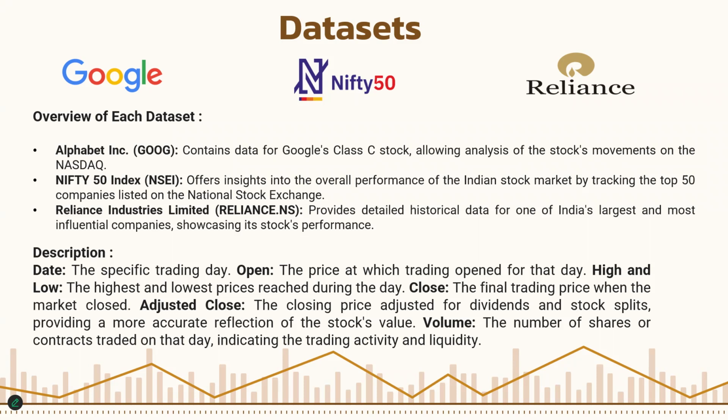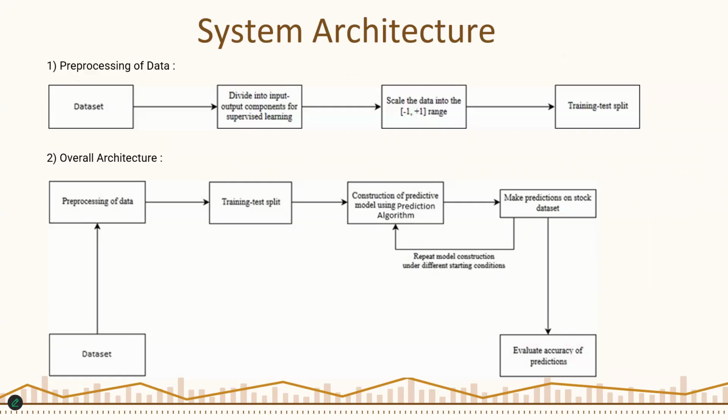Now let's discuss the system architecture. First, pre-processing of data. We begin with the data set and divide it into input-output components suitable for supervised learning. The data is then scaled into a range of -1 to +1 to normalize it, which helps improve the performance of our predictive models. Finally, the data is split into training and testing subsets, preparing it for model development.